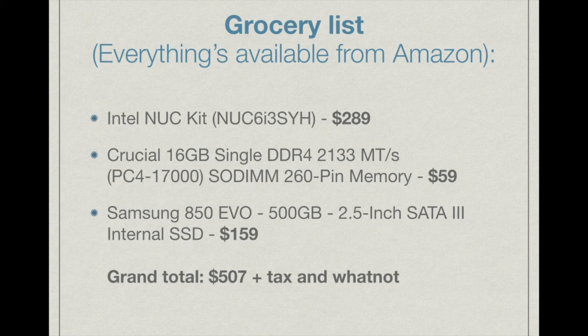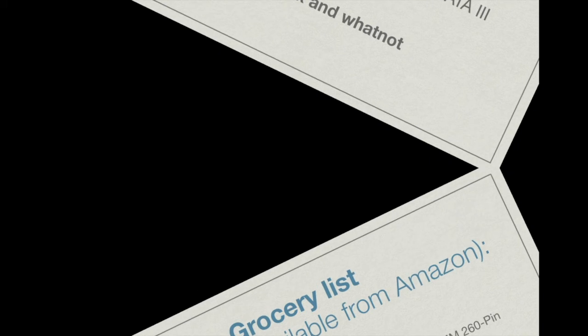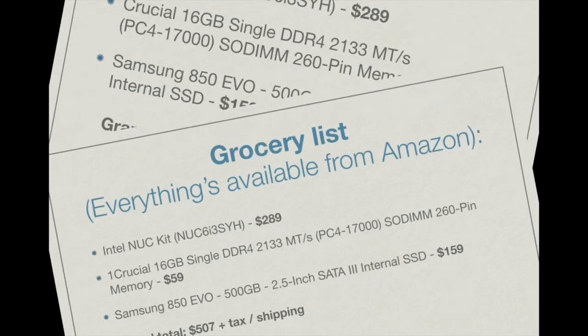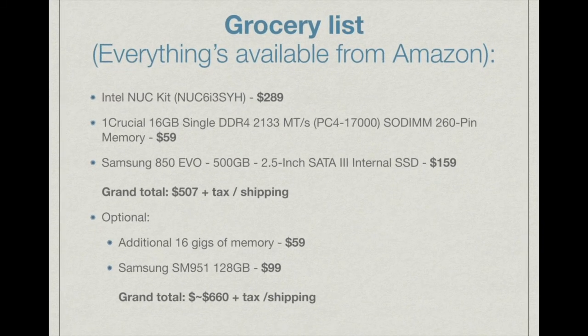Now, if you wanted to go more for the tricked out model, here's a slightly modified grocery list where you'd add that additional 16 gigs of memory for $60. And the NUC has an M.2 slot in it as well. So I threw in a Samsung SM951 128 gig drive for $100. So your tricked out option ends up being about $660.